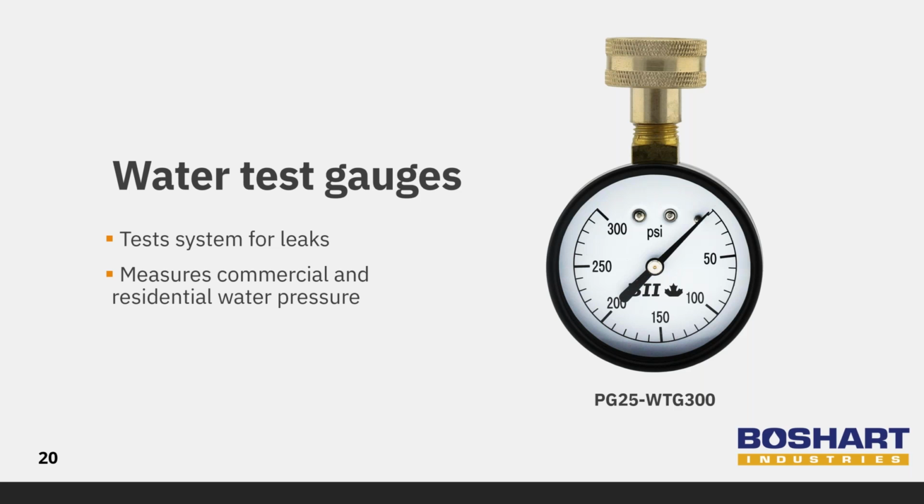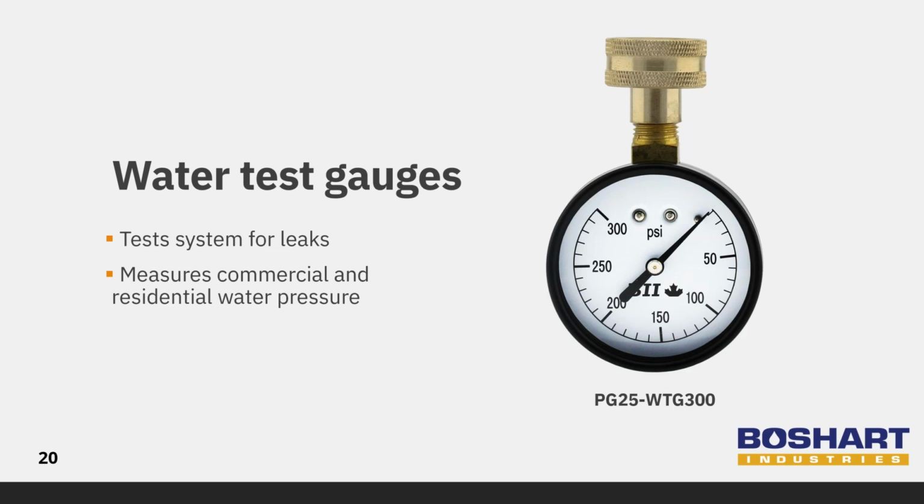Water test gauges provide a quick and easy way to test a system for leaks. With a standard 3/4-inch garden hose connection and washer, this gauge easily attaches to hose bibs, boiler drains, and lawn faucets. These gauges are also often used with our flexible end caps, which cover pipe ends during testing or cleanouts in drainage, waste, and ventilation systems.